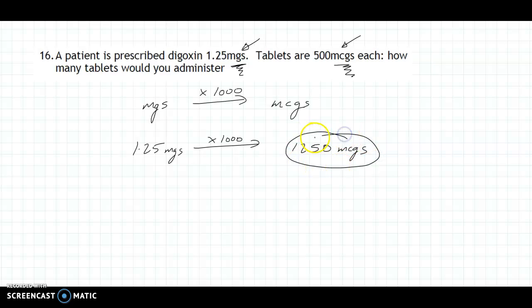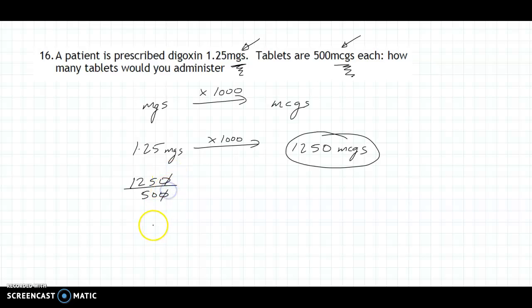This is our prescribed amount. Tablets are 500 each. How many would you administer? Well, we put the prescribed amount and we divide that by the amount per tablet, 500, like this. So that's 1,250 divided by 500.